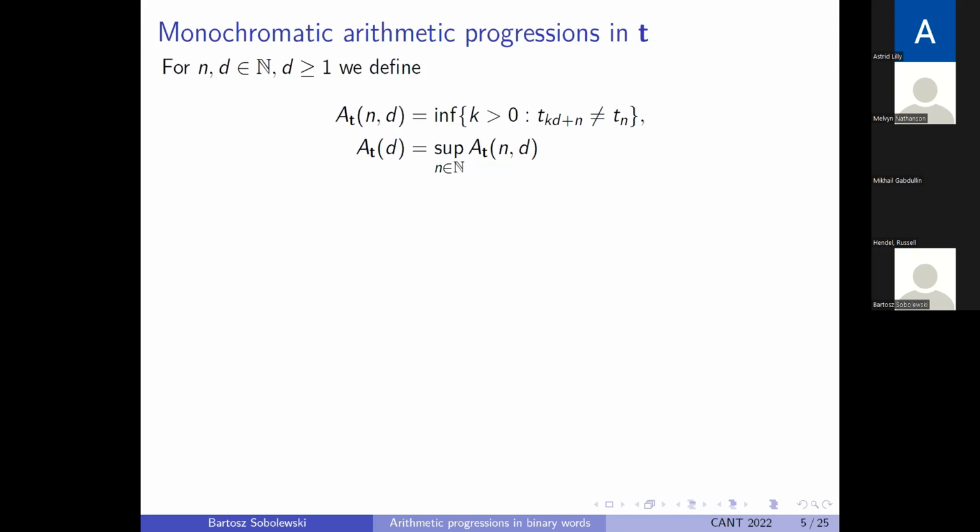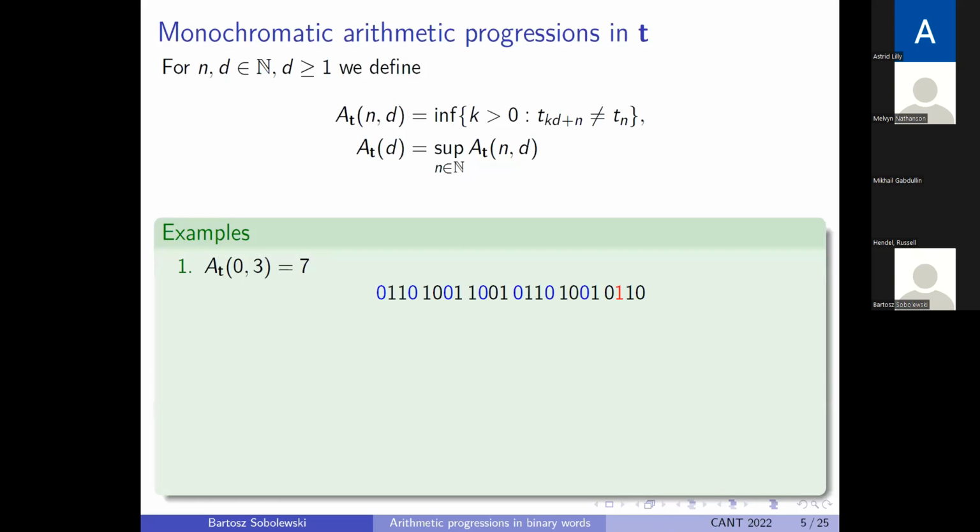So for example, if you want to compute A_T(0,3), then we look at each third term of the Thue-Morse sequence starting from 0. So we have 7 zeros in a row, and then we encounter a 1. So A_T(0,3) is equal to 7.